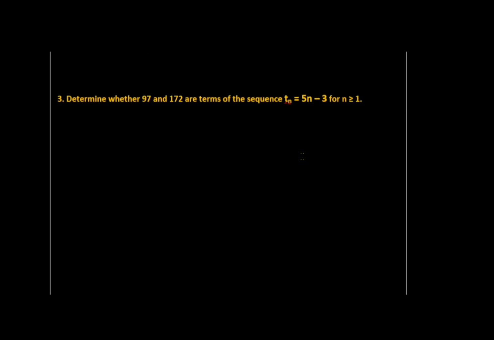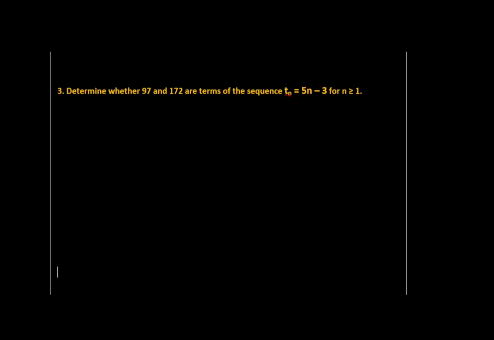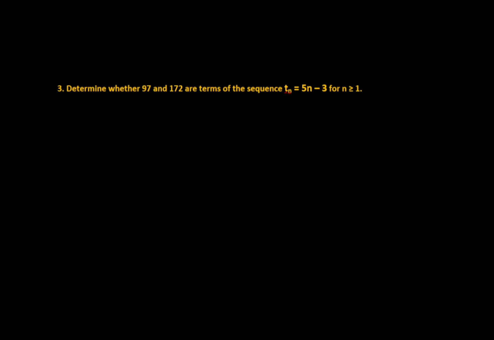Next question. Determine whether 97 and 172 are terms of the sequence. So we need to check whether these are terms of the sequence. First we can take 97. So how to find 97? We can consider that as our last term. Say Tn is equal to 97. If we are getting our n as a whole number, then we can say 97 is a term of the sequence. Otherwise, we can conclude otherwise. Tn is given, 5n minus 3 is equal to 97.